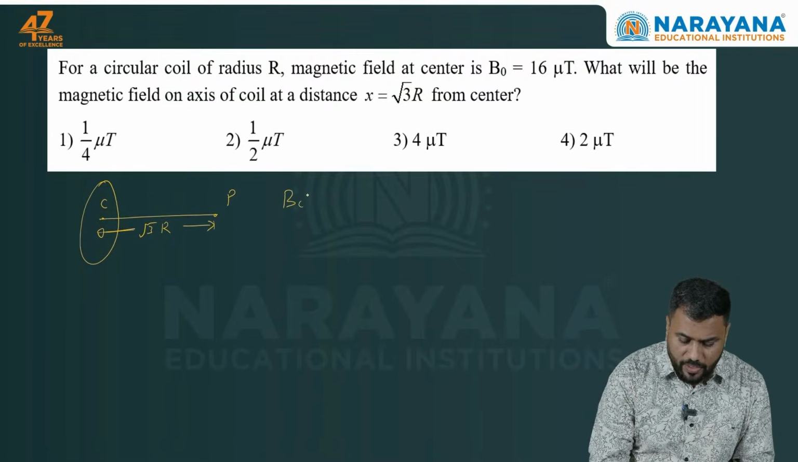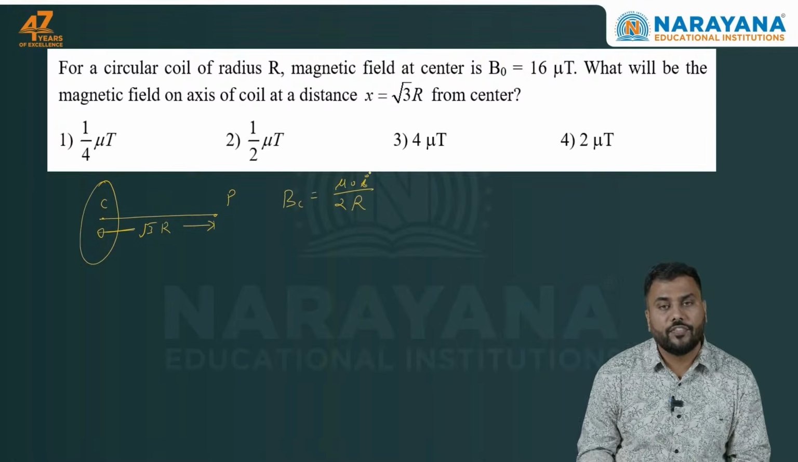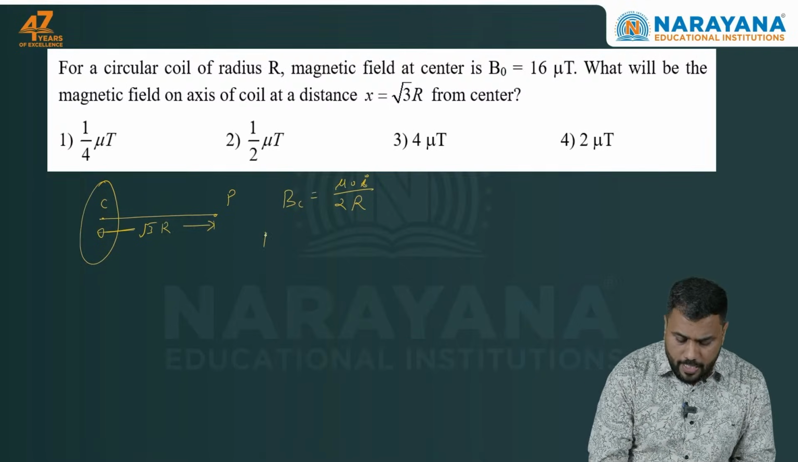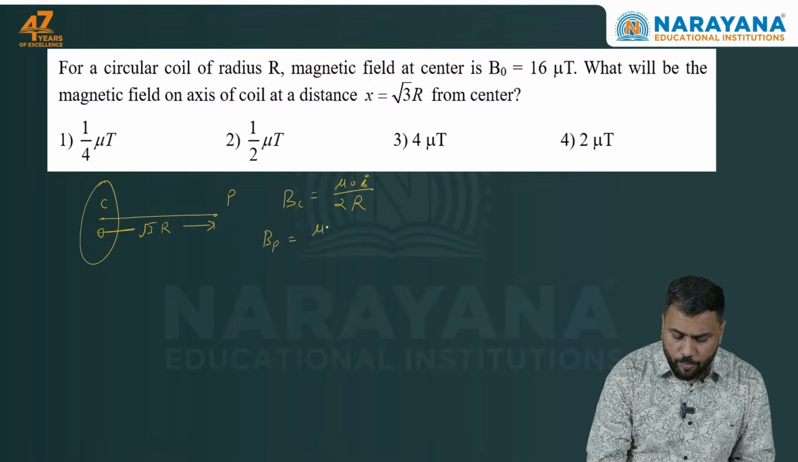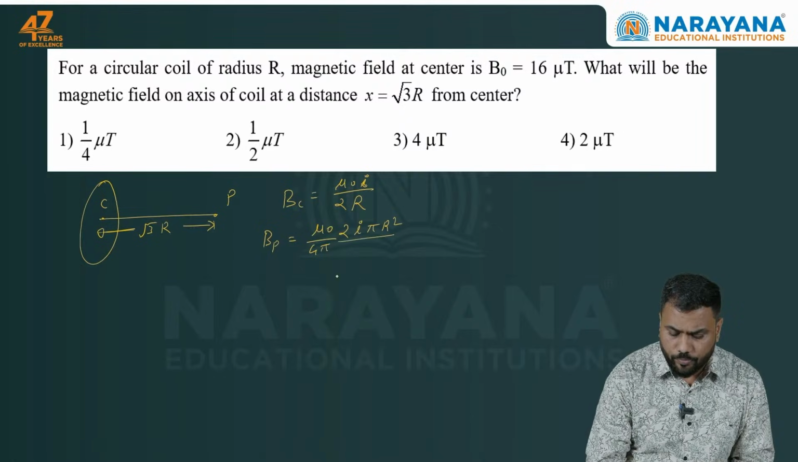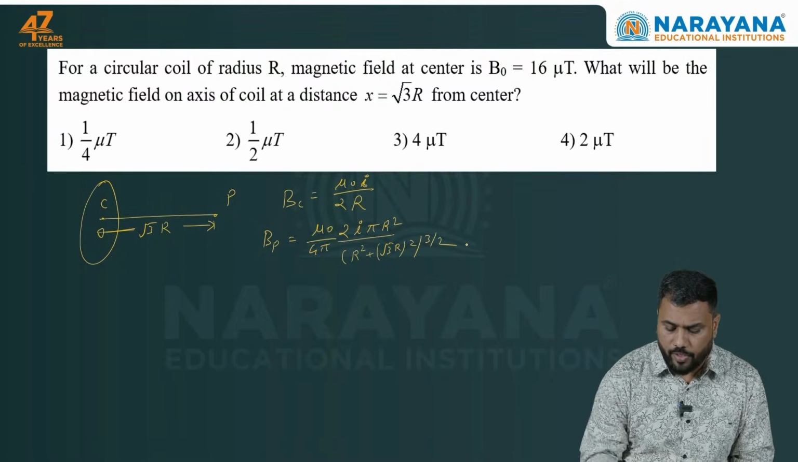We know the magnetic field at the center of the coil is given by mu naught I by 2r. Value of radius of the coil is not given, but we don't need it. And the magnetic field at the point P is going to be mu naught by 4 pi into 2 magnetic moment of the coil, which is I into pi r square, divided by r square plus distance along the axis root 3 r whole square, power 3 by 2.